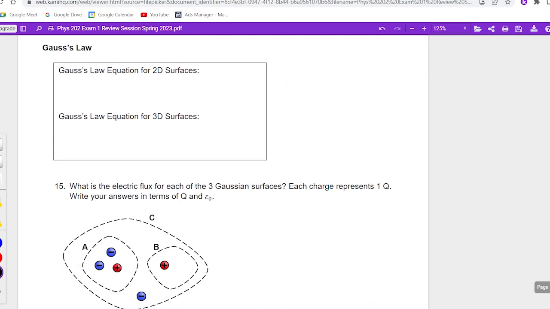Gauss's Law, right. Okay, so Gauss's Law is probably one of the hardest concepts on this first exam because most of you don't know what it is or how to use it. The good news is I'm going to explain it right now.